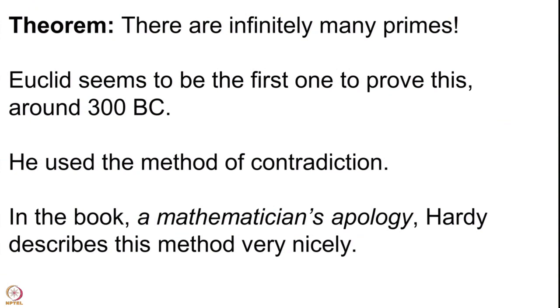As it would happen for any basic theorem in any area, most importantly in number theory, there are many proofs. This theorem about infinitude of primes is proved in many different ways by many people. We will see the very first proof. This is by Euclid. So the theorem says that there are infinitely many primes, and Euclid seems to be the first one to prove this around 300 BC, so more than 2300 years back.